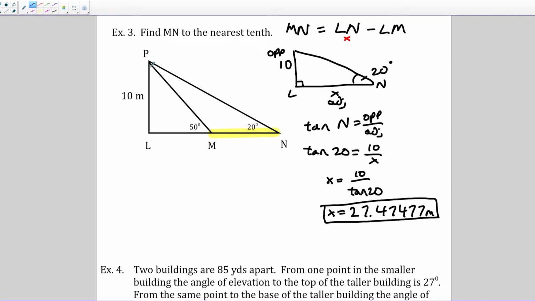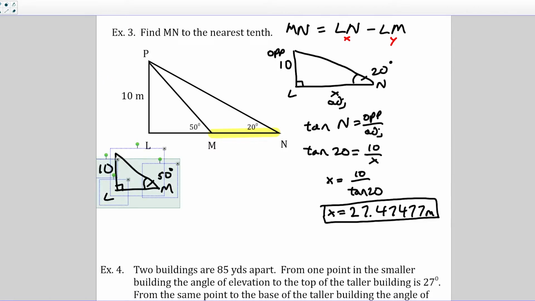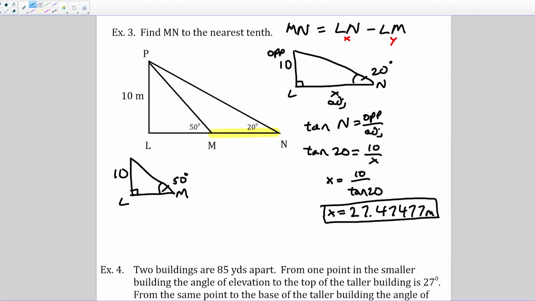Now I'm going to do the same thing with this second triangle because I'm going to try to find LM now. So let's call this guy Y. So I'm going to make a second triangle here, and this one's going to be a little bit smaller. Now instead of using the 20 degrees, I'm going to use the 50 degrees because I'm now working with this smaller triangle. So 50 degrees, this is angle M, this is angle L. So that's in the corner, and I know that this is still my 10 meters. So we can label our 2 sides, and it just so happens that we're still working with the tangent ratio. So we've got opposite, we've got my adjacent side here, and this is going to be that side Y that we're trying to find.